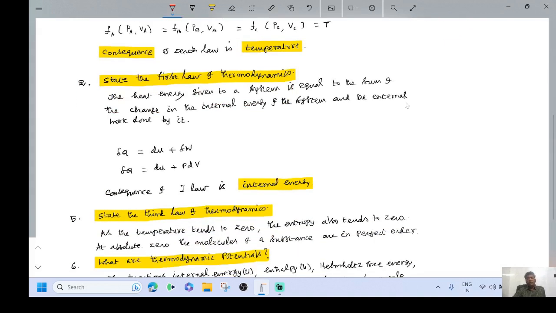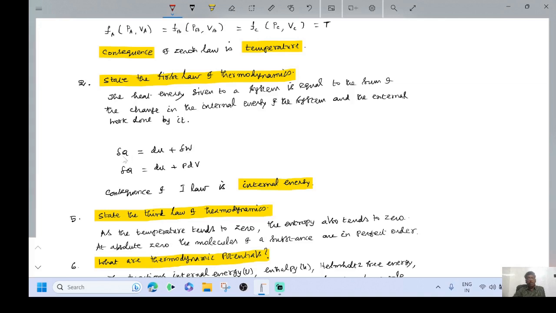State the first law of thermodynamics. The heat energy given to a system is equal to the sum of change in internal energy of the system and the external work done by it. Del Q, the quantity of heat energy given, is equal to dU, change in internal energy, plus external work done.